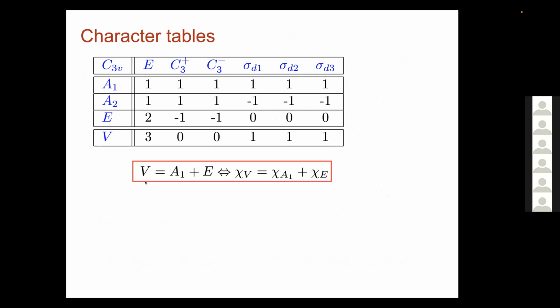That's what I told you. Since V is the direct sum of A1 plus E, the character of V is just the sum of the characters for A1 and E. And you can check that this is true.